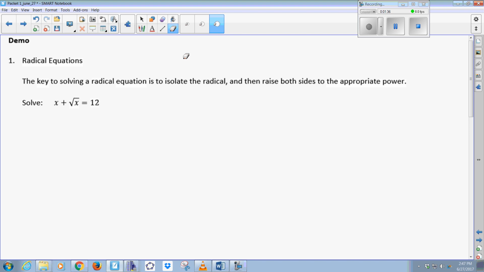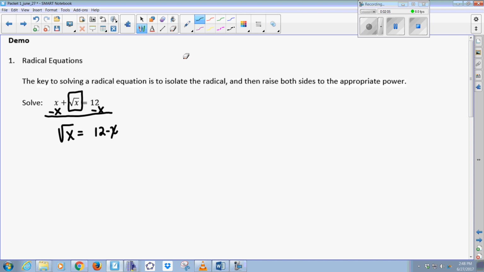So let's take a look at this first equation. We notice that the square root of x is what we want to isolate. It already has a 1 multiplying it since we don't see any number out front. So all we have to do is remove the addition of x to the square root of x. So we're going to subtract x from both sides of the equation. And we're left with the square root of x equals 12 take away x. So this is an equivalent equation to the one we started with.